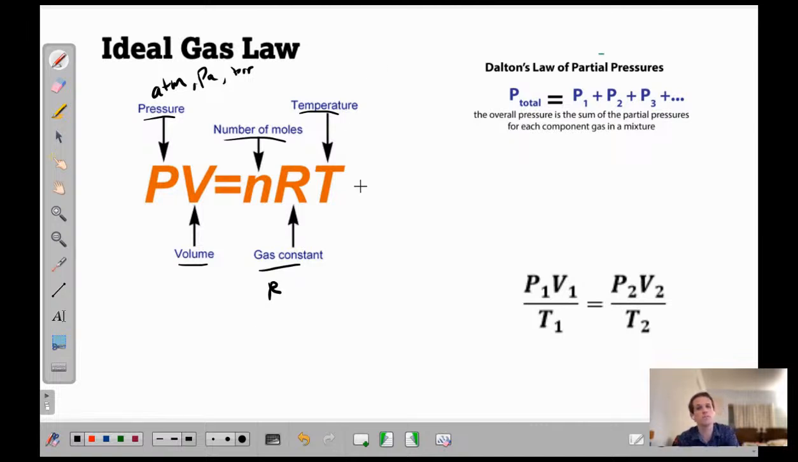The other thing, the big trick with temperature, is this needs to be in Kelvin, and they rarely give it to you in Kelvin. They usually give it to you in Celsius. It would help if I could spell things right. Okay, so in Kelvin, make sure you always do that conversion.